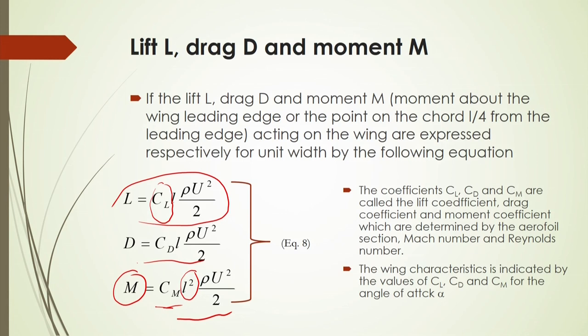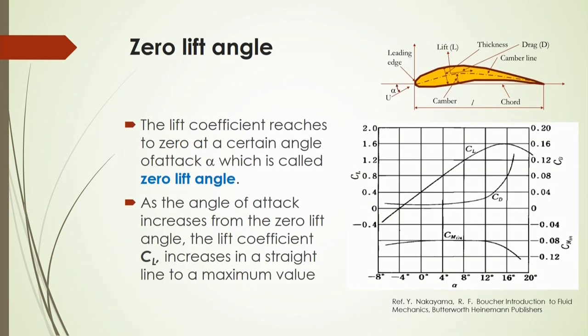The coefficients C L, C D and C M are called the lift coefficient, drag coefficient and moment coefficient. Of course, those will be determined by the aerofoil section, the Mach number and the Reynolds number. Whether the flow is above the sound velocity or not is very important. If it is more than the sound velocity, then the Mach number matters, and based on it the drag coefficient and moment coefficient will be considered. The wing characteristics are indicated by C L, C D, C M for the angle of attack alpha in this case.